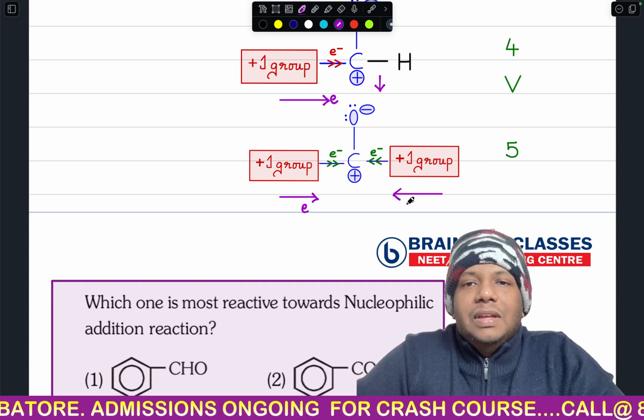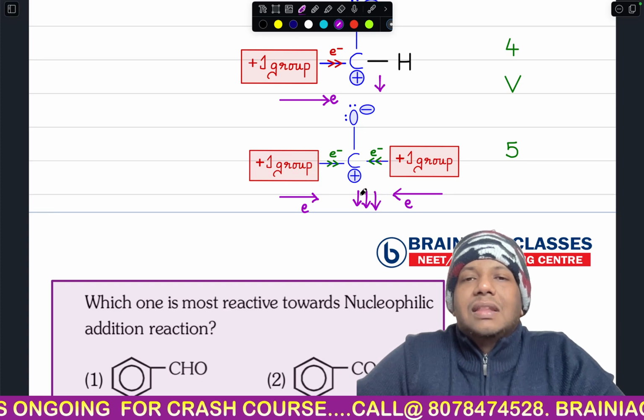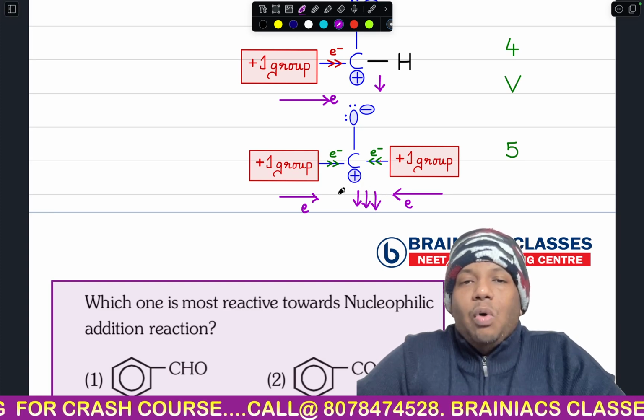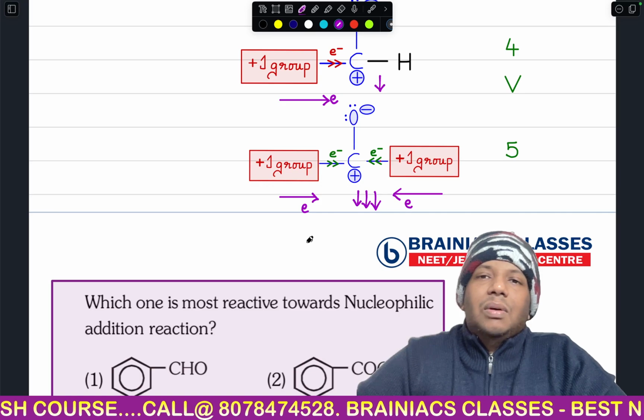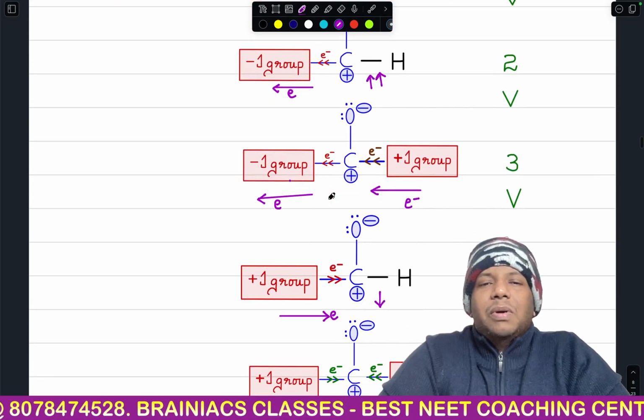And what will happen? The magnitude of the positive charge decreases very fast, and as a result, the nucleophile will not even want to come near and attack. Okay, so this is the fundamental, and you can also remember one more concept.